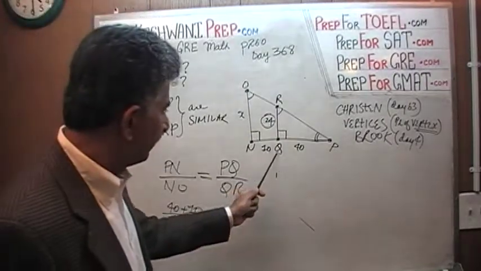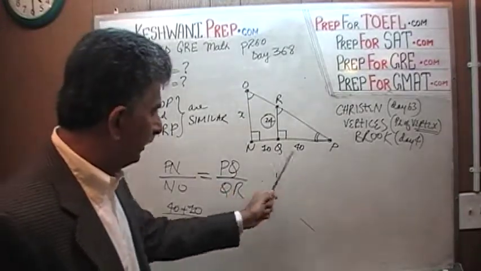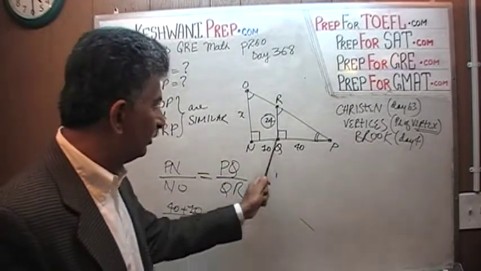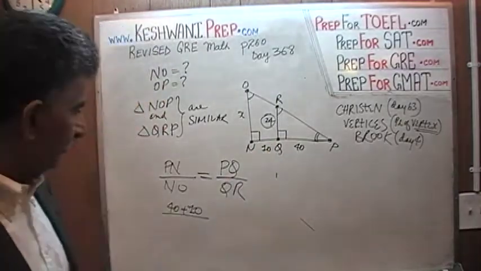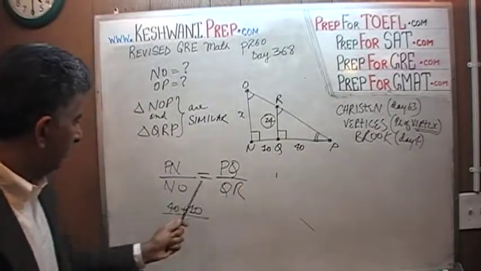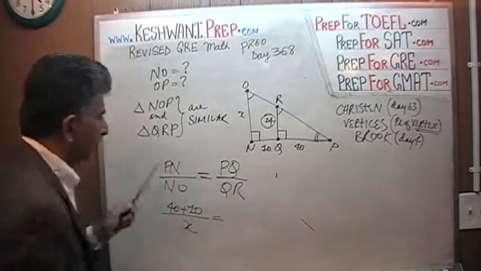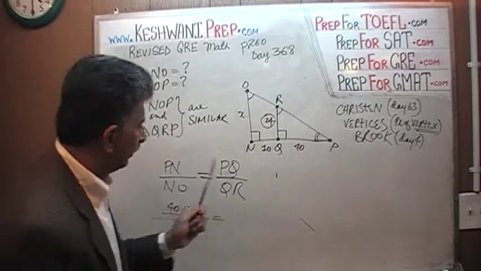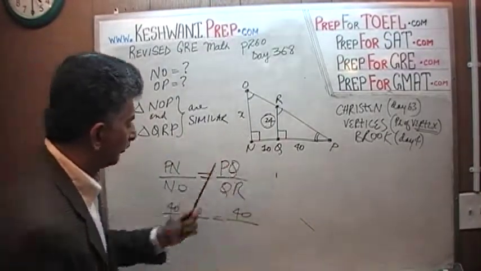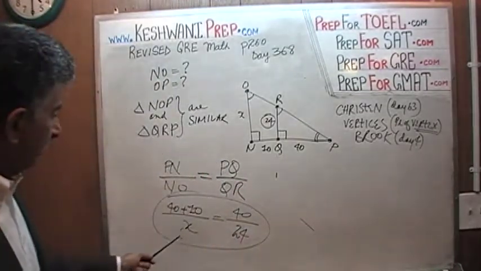Whatever the ratio that exists between N to P and O to N, they're going to be in the same ratio as P to Q and R to Q. Do you understand? So N to P is 40 plus 10. On the bottom we have N to O, which we are calling X. P to Q we know is 40, over Q to R, which is 24. That's it. We have to solve this equation to find the value of X.